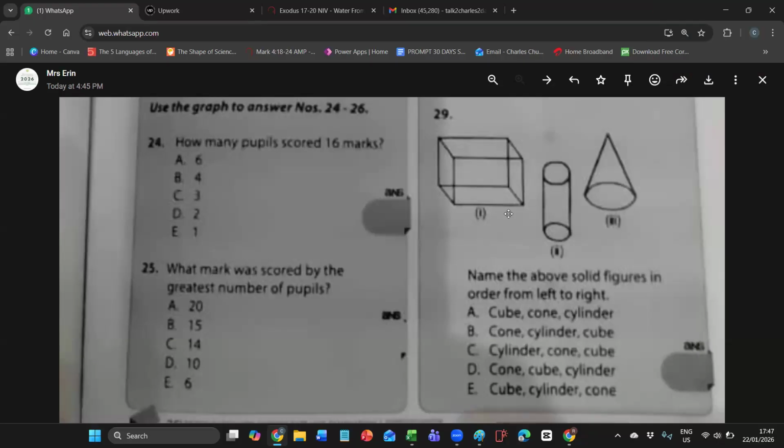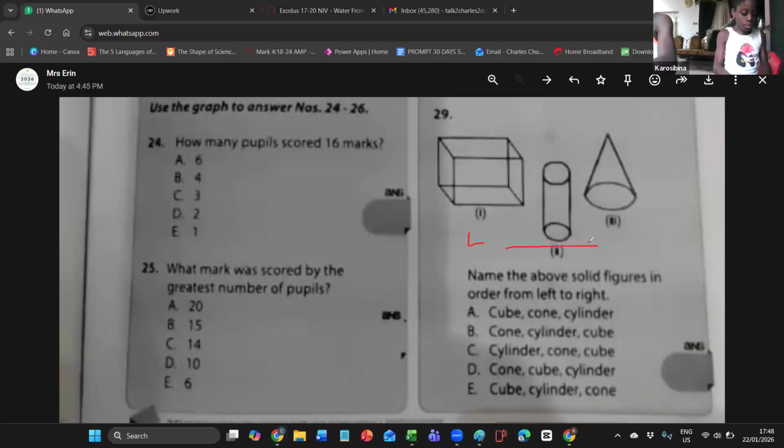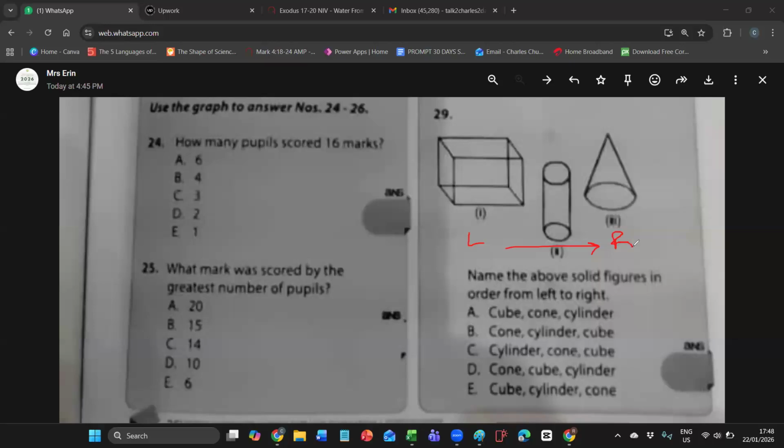Number 29 says, name the above solid figures in order from left to right. Remember, from left to right means that your left-hand side is this. Let me annotate so that you take note. What is on your left is different from what is on my left. Okay, this is my left, and this is my right. Can you see that? Please look at the screen, because your own left and my own right are different.